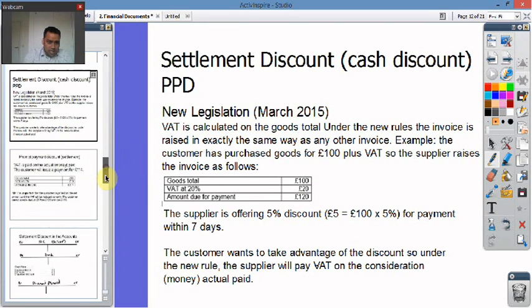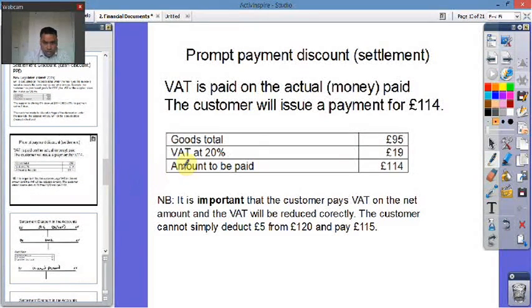So let's take a look at this now. The goods total now is £95. The VAT then has to be applied to that, which gives you £114, not £115, which is what would have been the case if we took it away from the totals amount.